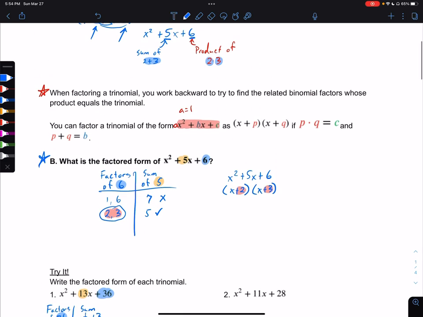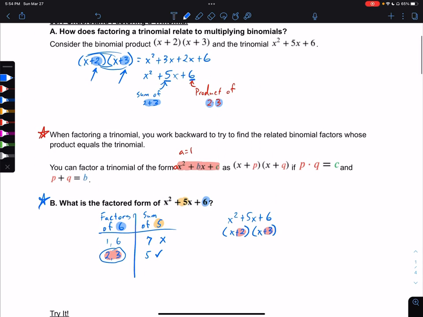But going back to B, just to review this, you're looking for factors of c, your 6 in this case, that have a sum of b, 5 for this example. And whatever factor pair adds up to the sum that you're looking for would go in as your factored form here. If you did want to check to make sure that this was correct, you could then multiply those two binomials out and you should get back to the original. That's it for this video.